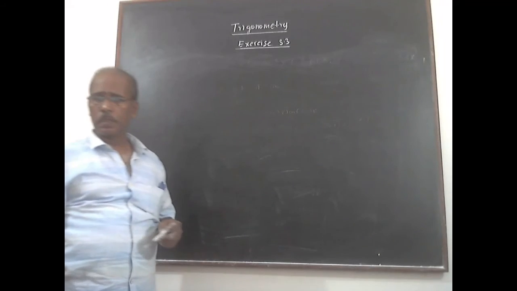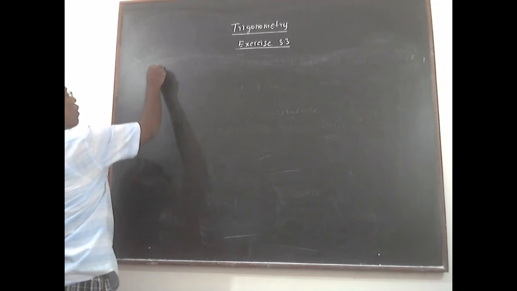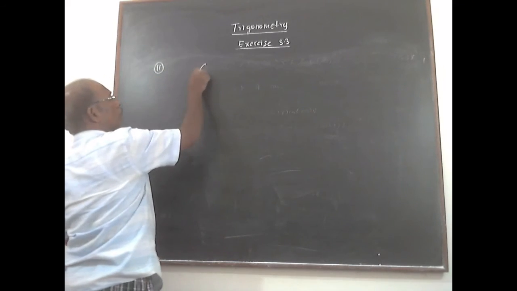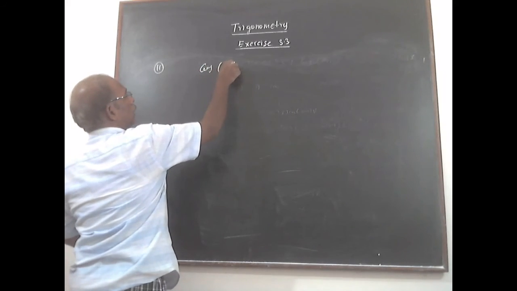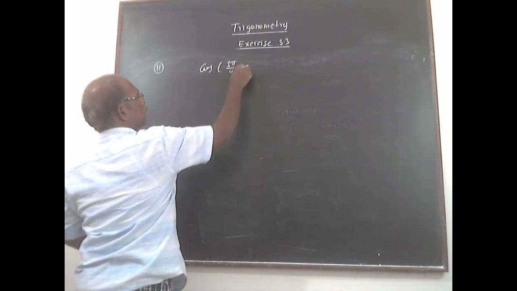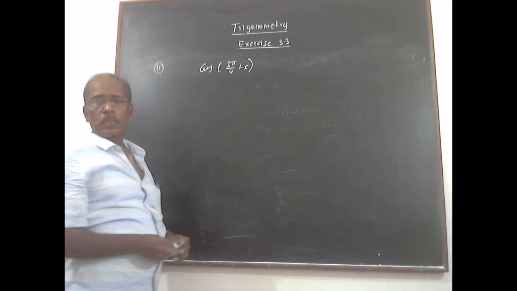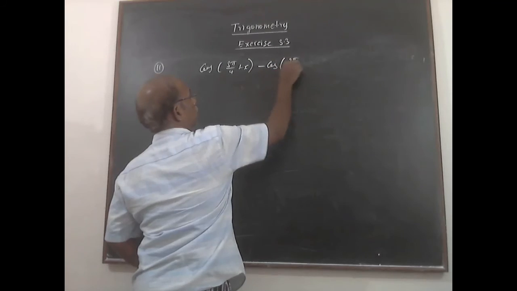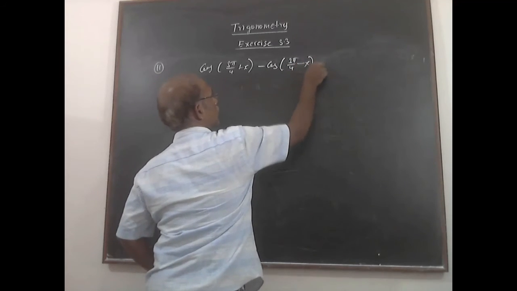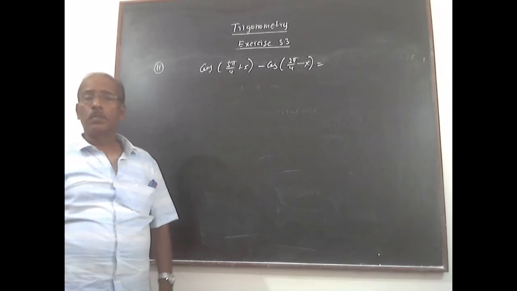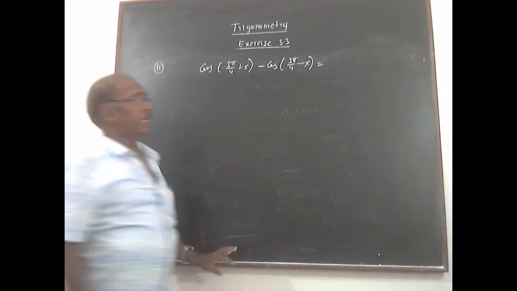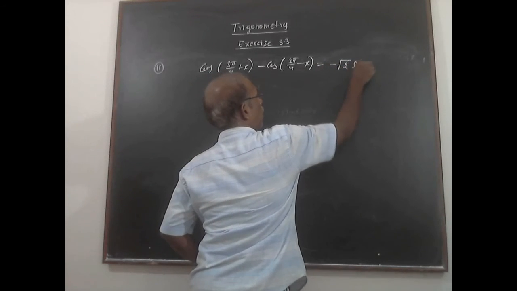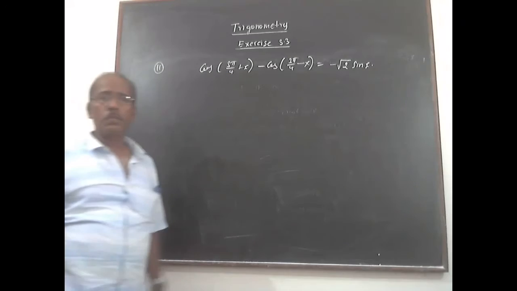Question number 11. Prove that cos of 3 pi by 4 plus x minus cos of 3 pi by 4 minus x should be equal to minus root of 2 sin x. Minus root of 2 sin x.